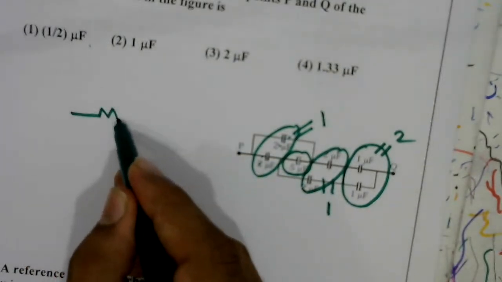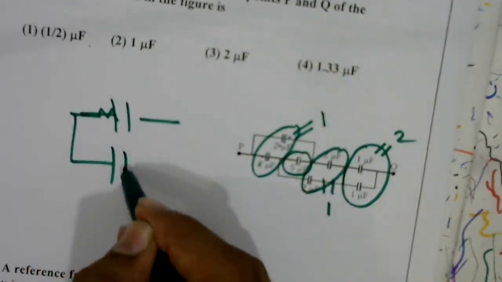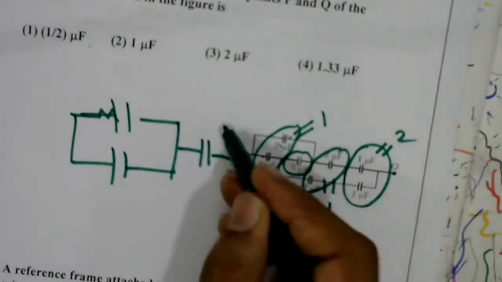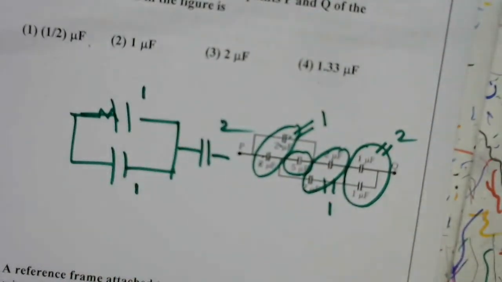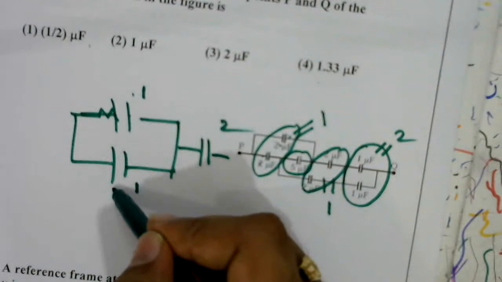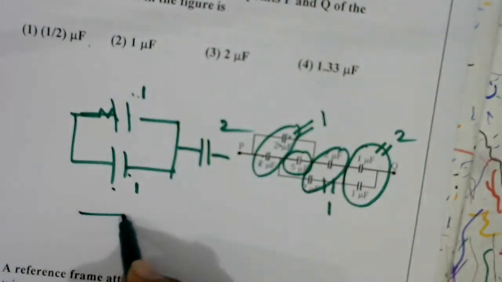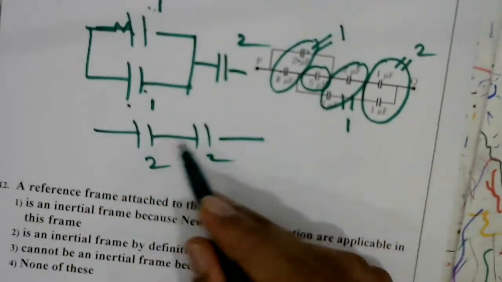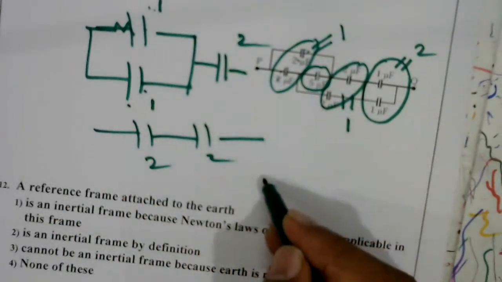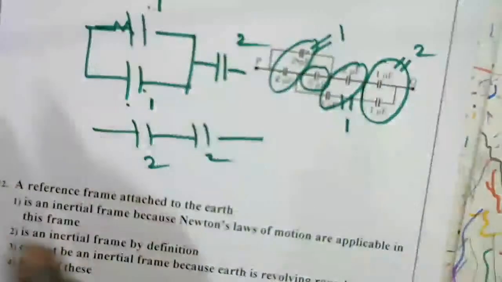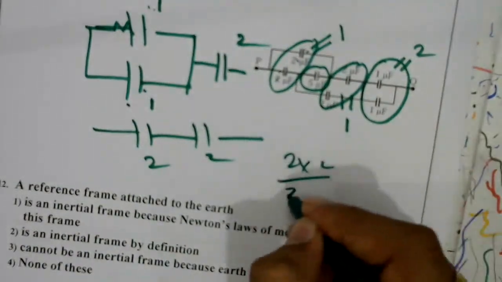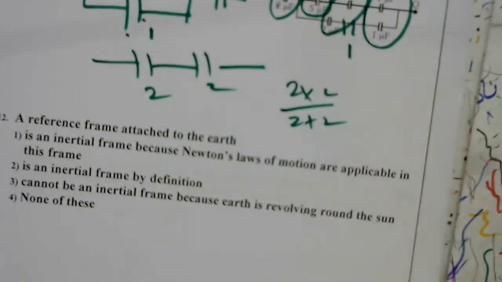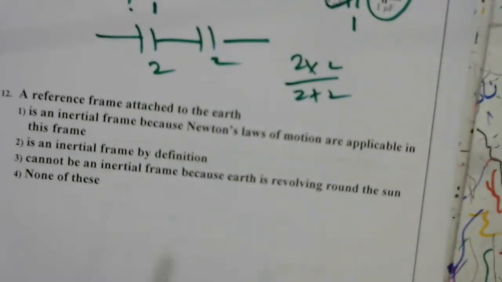Again, this one capacitor, this another capacitor, and this one. This is 2. 1, 1 we got, and 1 plus 1: parallel means we have to add, 1 plus 1 is 2. Again we got 2, 2 in series. Series means C1 C2 upon C1 plus C2. You'll get equivalent capacitance 1. Why? Because 2 into 2 upon 2 plus 2, so 4 by 4 we will get.